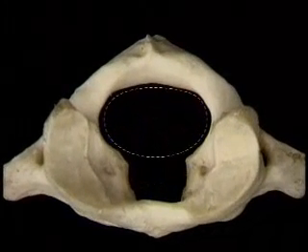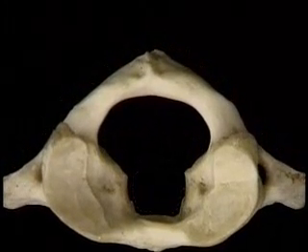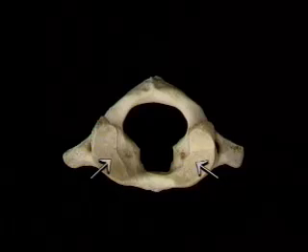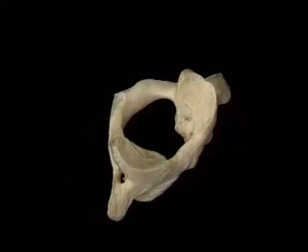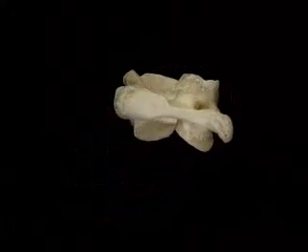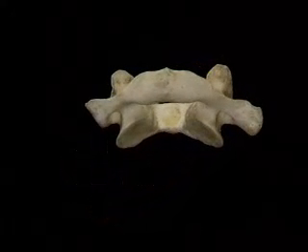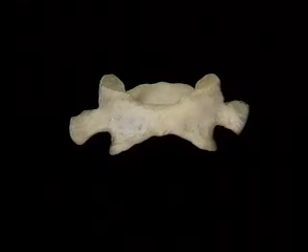This part is occupied by the spinal cord, this part by the odontoid process of the axis, which we'll meet in a moment. The upper articular surfaces of the atlas are shaped like parts of the inside of a cup, to match the shape of the occipital condyles. The lower articular surfaces of the atlas are shaped like parts of the inside of a cone. Now let's look at the axis vertebra.